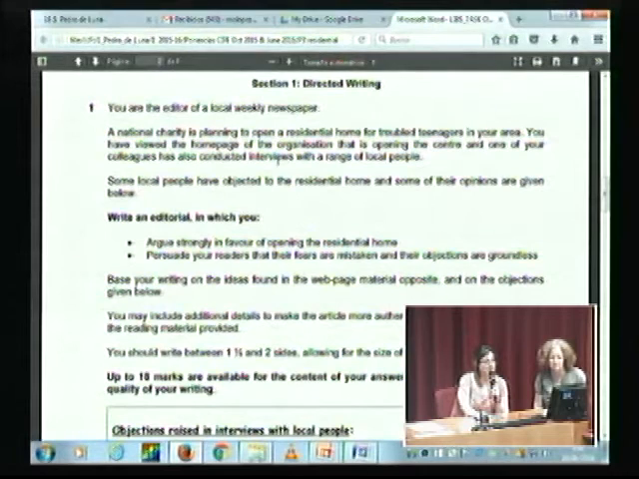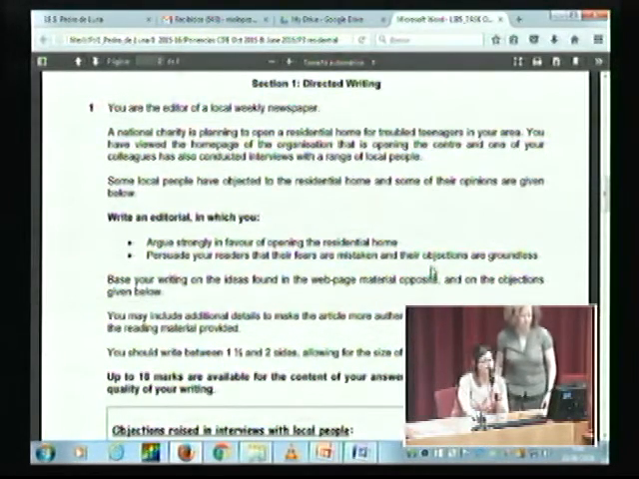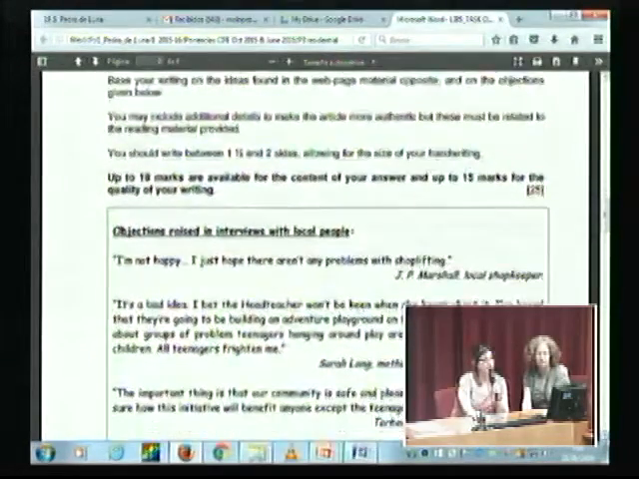And a national charity is planning to open a residential home for troubled teenagers in your area. You have viewed the homepage of the organization that is open in the center, and one of your colleagues has also conducted interviews with a range of local people. So you have to write an editorial, and with these 2 bullet points, argue strongly in favor of opening the residential home, persuade your readers that their fears are mistaken and their objections are groundless. And to do this, they have to read 2 texts. If you look at this, 10 marks for the content, 15 for the quality of the writing.